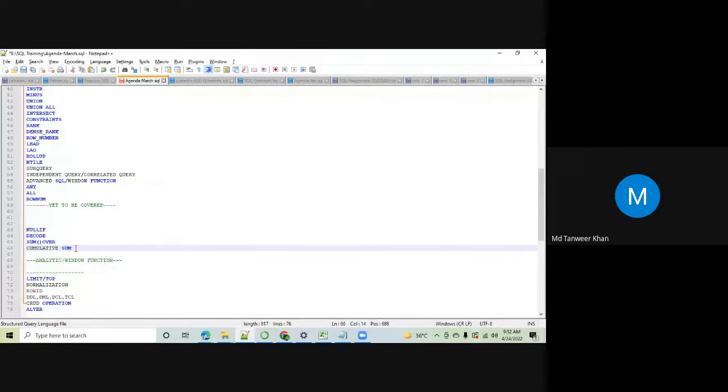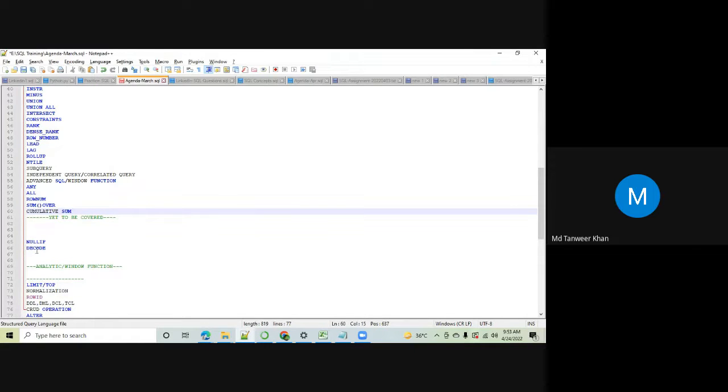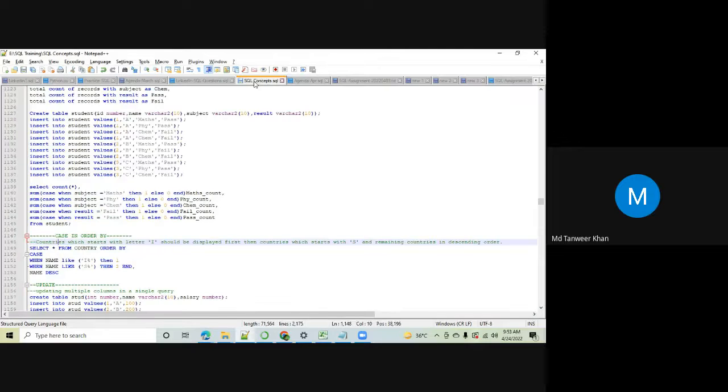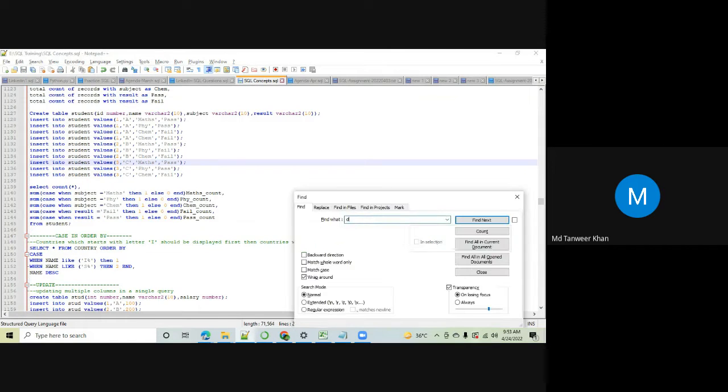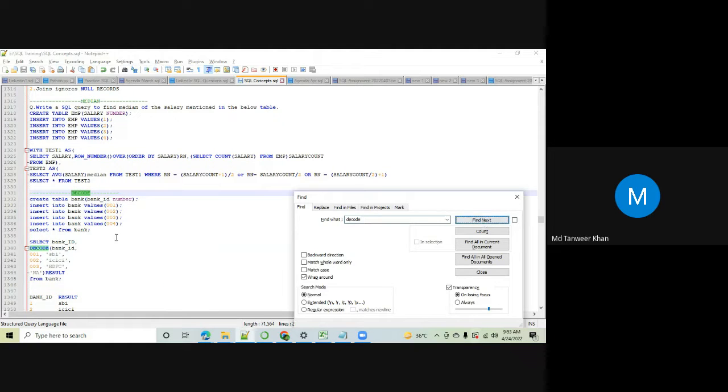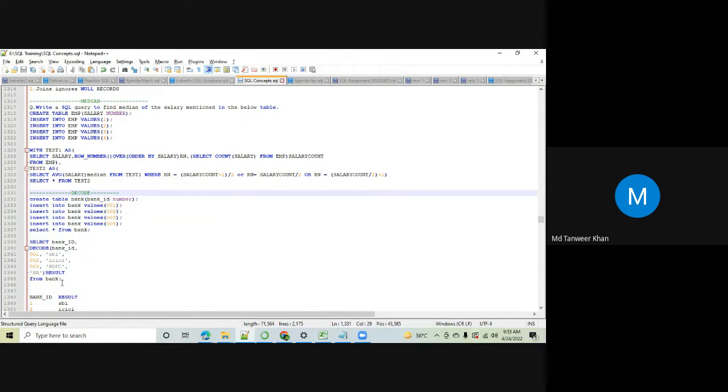So cumulative sum and sum over I have taught now. Then decode. I think many of you will be hearing this for the first time. Decode is like you are decoding the value. You are telling it that if this is the value, show me this; if this is the value, show me this. This is decode. An example.